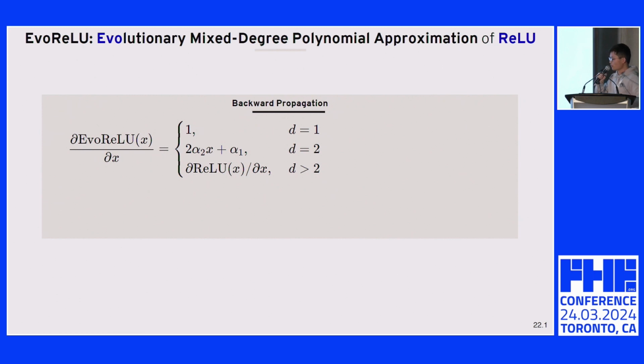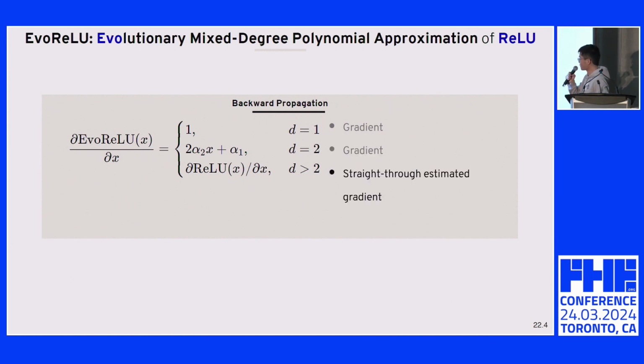Because we also need to train the polynomial architecture, if we just simply replace the ReLU with EvoReLU, we can imagine there is some accuracy drop. To recover the accuracy, we use backpropagation training, so we need the gradient. For low degree, we just use the gradient. For the high degree, we don't take the gradient over the high degree polynomials. We take the gradient over the original ReLU function. So this is the STE estimated gradient.